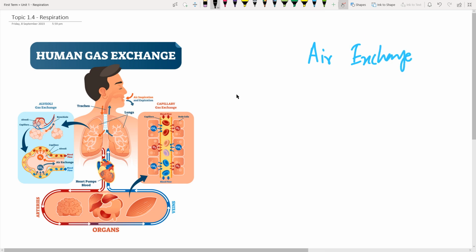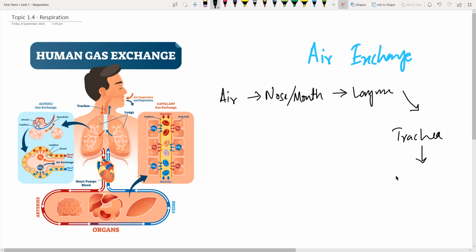We know the process of air exchange, right? From air to your nose or mouth, and then from there to the larynx, and from the larynx into the trachea first, and then the bronchi. From trachea to bronchi, from bronchi to bronchioles, and there to alveoli, and from there the air gets into the blood.